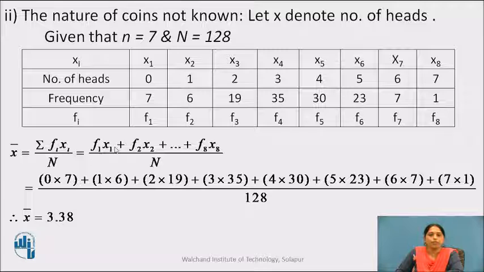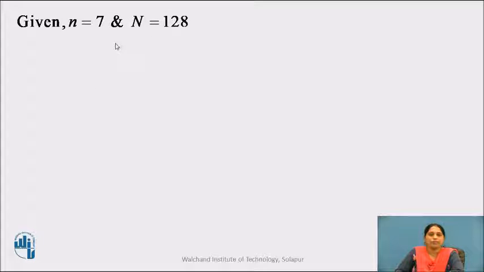Now summation of fi xi means f1 x1 plus f2 x2 up to f8 x8 divided by capital N. Substituting the values of fi xi and N in the summation and doing the calculation, it gives us the mean x bar equals to 3.38. Here n is given as 7 and capital N is 128. The mean is obtained as 3.38. So pause the video for a minute and find the value of small p and small q. I hope you all have obtained the value of small p and small q.